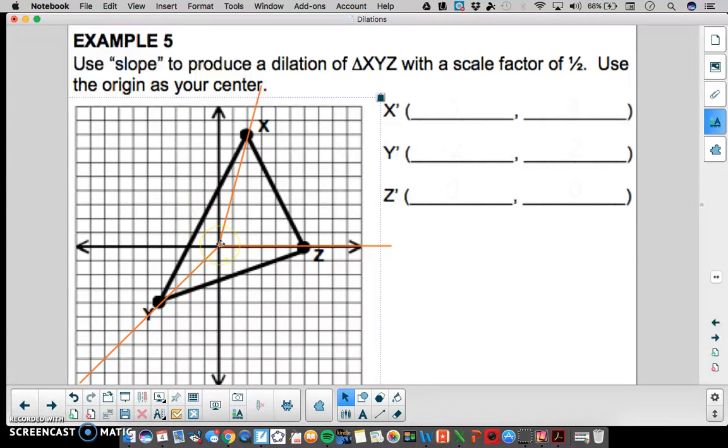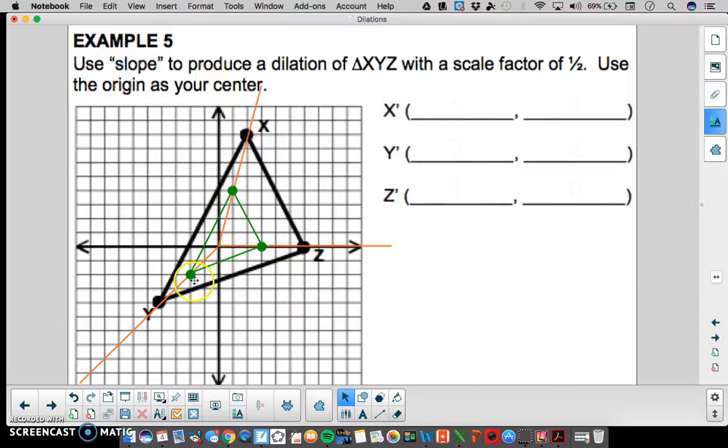So I'm going to use those projection lines and go half of that distance. So counting to X, I would go up 8 over 2. So instead of up 8 over 2, I'm going to go up 4 over 1. For Y, that's to the left 4, down 4. So instead of 4 and 4, I'm going to go over to the left 2, down 2. For Z, I didn't go up or down, but I did move to the right 6. So I'm going to go half of that, which would be to the right 3.